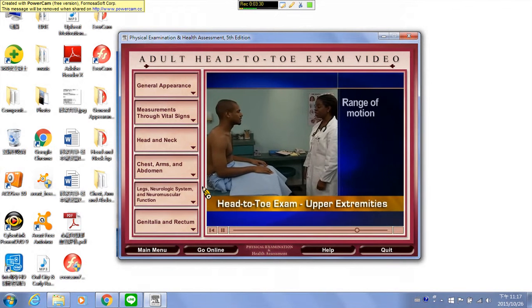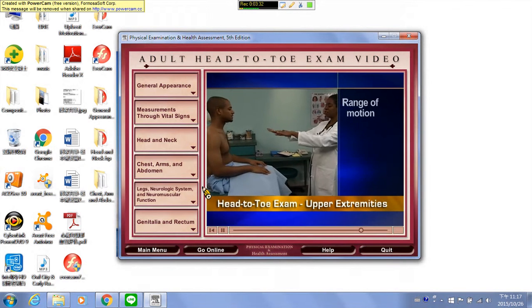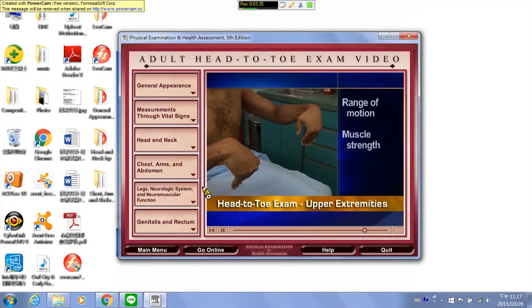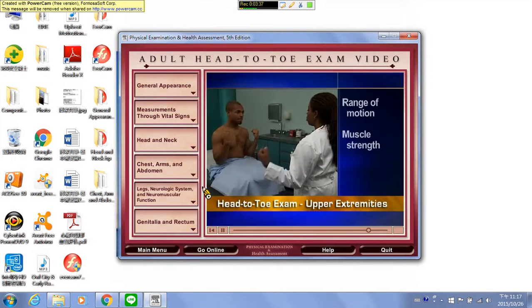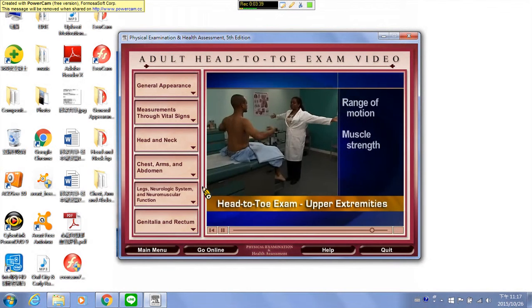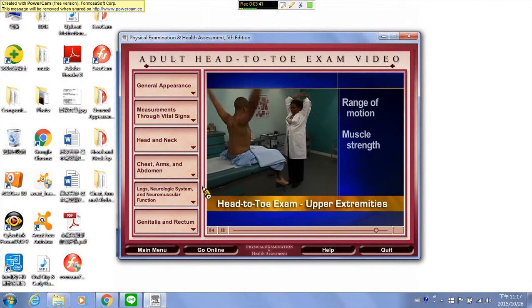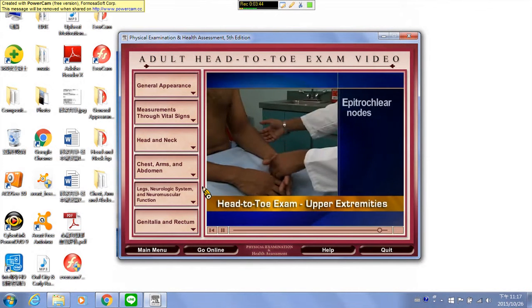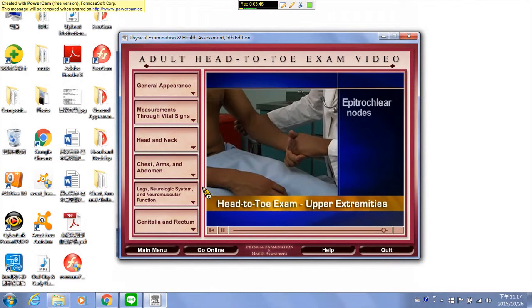To examine the upper extremities, begin by testing range of motion and muscle strength of the hands, arms, and shoulders. Behind your head. Then palpate the epitrochlear nodes.